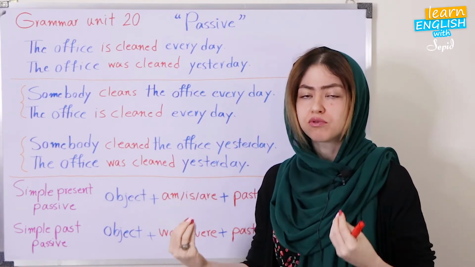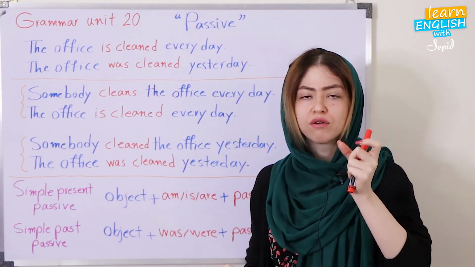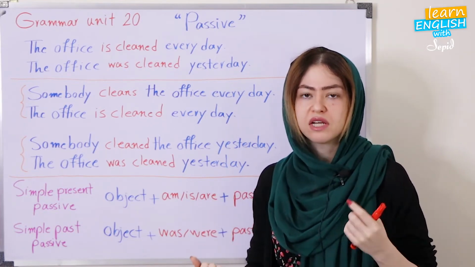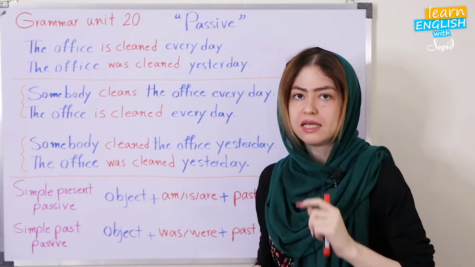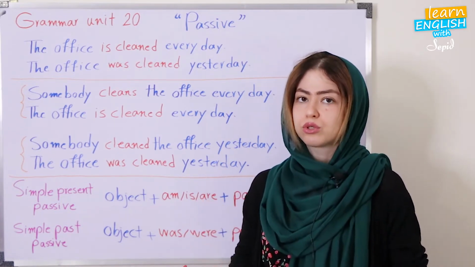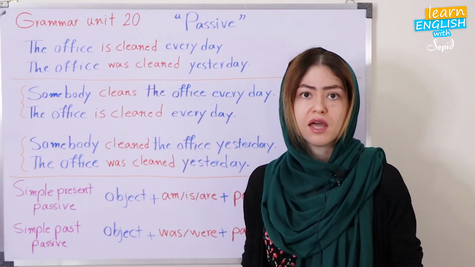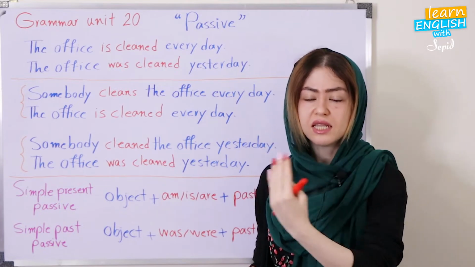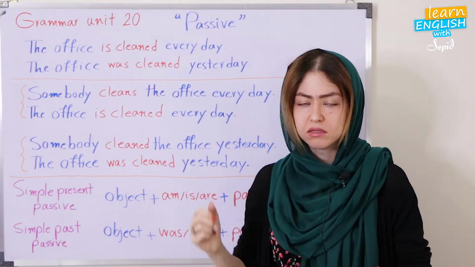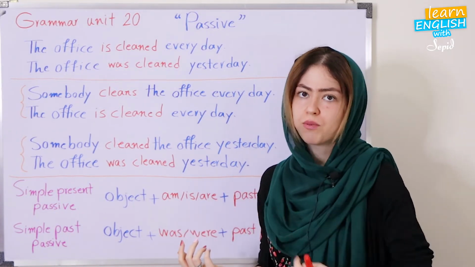In simple present tense, we used the simple verb or verb plus s for the third person. For instance, I clean, she cleans. In simple past tense, we used the past form of the verb. So I cleaned, she cleaned. This is the regular verb, so we add ed. If it is irregular, I can say I spoke, she spoke.